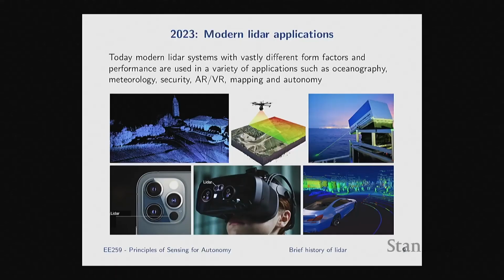So this is the 30s. Now fast forward to the 2020s. Of course, we have much better LiDARs. You can get very high resolution 3D maps from them, like this one from Stanford campus. And they're used in many different applications: oceanography, meteorology, and even some cell phones these days have built-in little LiDARs that are used for AR and VR applications. And of course, in autonomy, especially in self-driving or autonomous vehicles, LiDARs are one of the key enabling sensors.